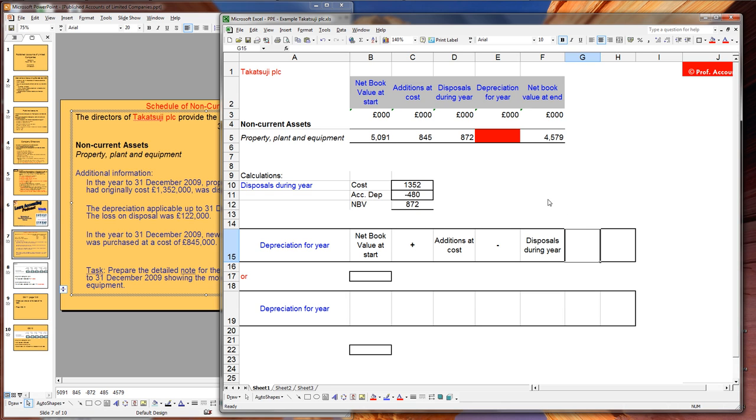So we can now plug in the numbers if you want to do the numbers. You can put them underneath each other if you want. I'm just going to do it in one cell here. So in this box here, here's that exactly worked out. So net book value at the start is this 5091. Then we're adding the additions at cost, which is 845. We're minusing the disposals, and that's a positive value, so we're minusing that as good. And lastly, we're minusing the net book value, and we get 485. So 485 is the value for depreciation.